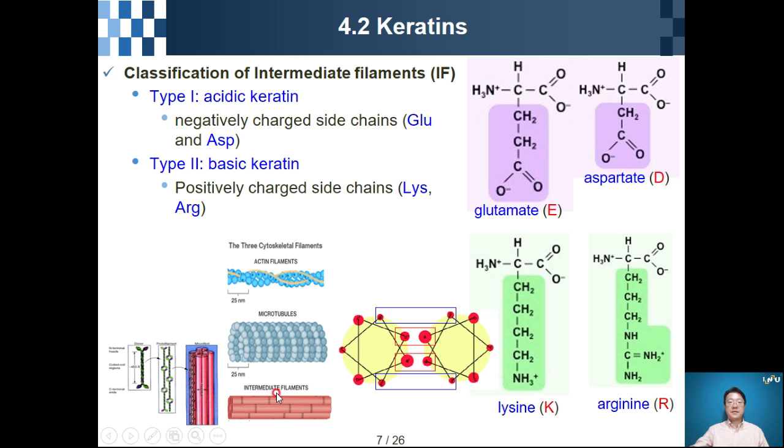So in this slide, let's classify the intermediate filaments. There are several types of intermediate filaments. In this slide, we will cover type 1 and type 2. Type 1, we call it the acidic keratin. Type 2, we call it basic keratin. So for type 1, alpha keratin, their basic subunit has the heptad repeats. So starting from A, B, C, D, E, F, G, like this.